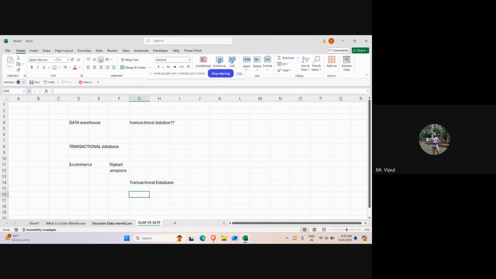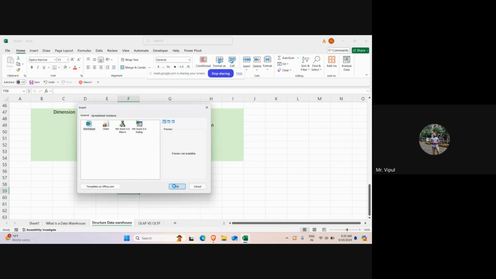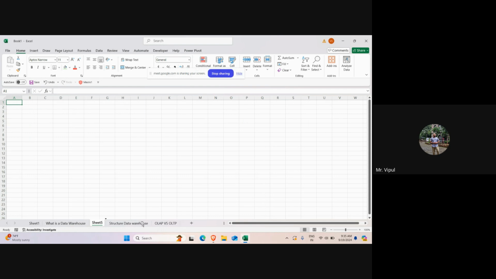Just before this, we can add one more sheet to understand the star schema, which we have not discussed. So let us discuss that before proceeding further with the difference between a data warehouse and a transactional database. Let's add star schema.